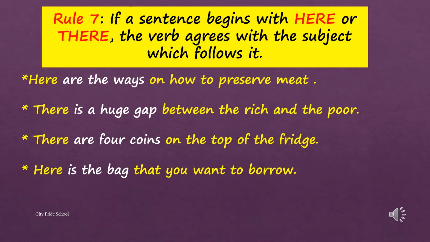There is a huge gap. See, a huge gap, which is singular. There are four coins. Again, four coins, which is plural. So that's why the verb is are. Here is the bag. The bag is singular, that's why it is is. So the thing is, whenever the sentence begins with here or there, the verb agrees with the subject which is following it.